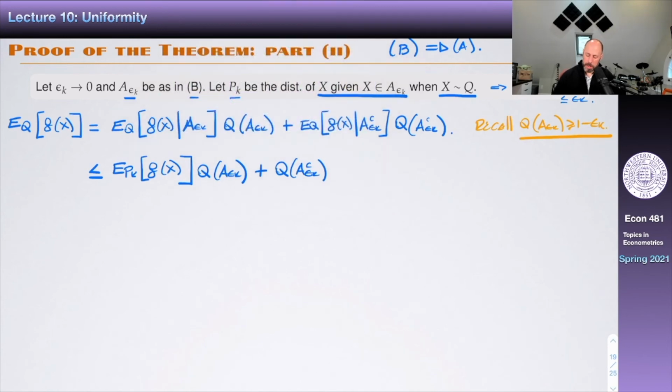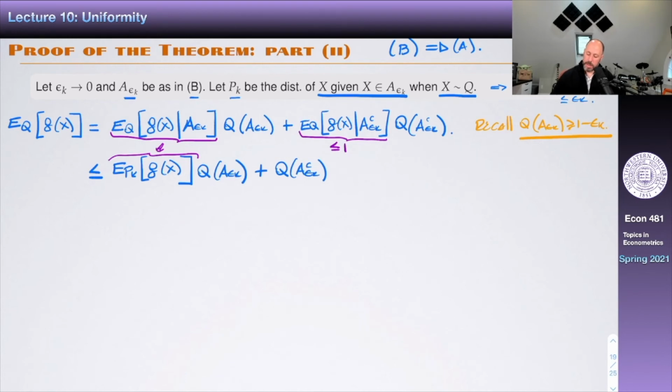Why? Because remember, this expectation here is equal to this expectation. Why? Because pk is the distribution of x conditional on the set A when x has distribution Q. So the expected value under Q of this conditional on this set is the same as the expected value under pk of this. Okay? That's an equality. It's not an inequality. The inequality comes because the expected value of this function is less than or equal to 1, because the function g is bounded by 1. So that's where the inequality comes from.